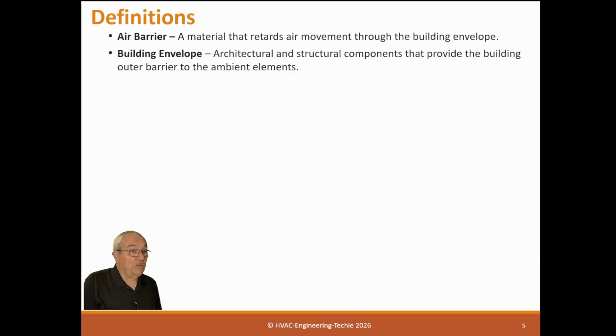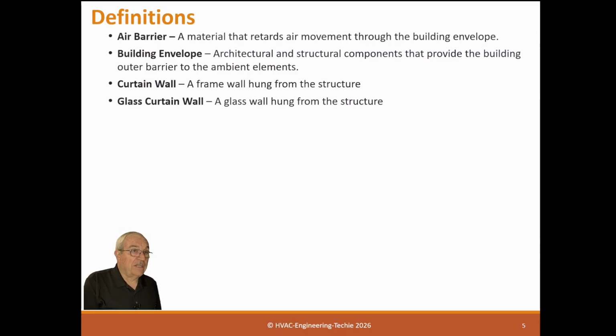And you want to tell them what's wrong with it from an enclosure point of view, to stop thermal and water and stuff like that getting in the building. But as far as the structure itself, that's far beyond our scope of work. A curtain wall, that's a frame wall hung from the structure, or it might be another kind of wall that's hung from the structure. In other words, it's not a supporting structure itself. A glass curtain wall is the same thing. It just has to be all glass.